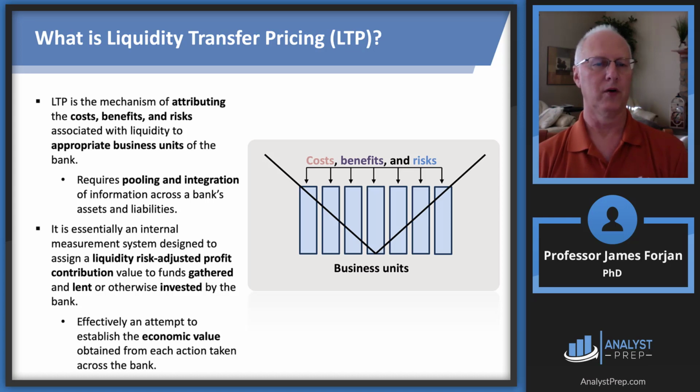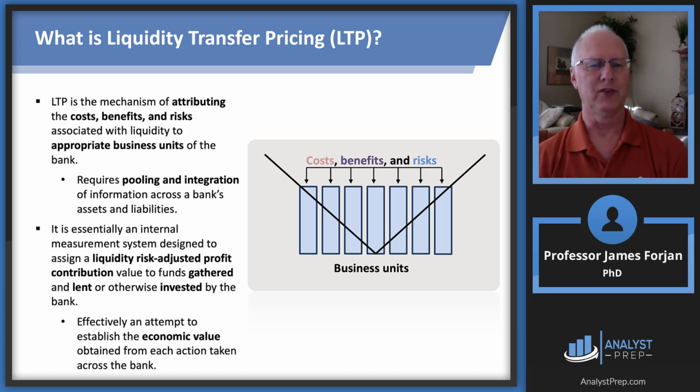Look at that circle point there over on the left. Requires pooling and integration of information across a bank's assets and liabilities. So this is the job of the business unit manager. It's the job of the chief risk officer. It's the job of all of the other senior leaders, which of course get their lead from the board of directors.